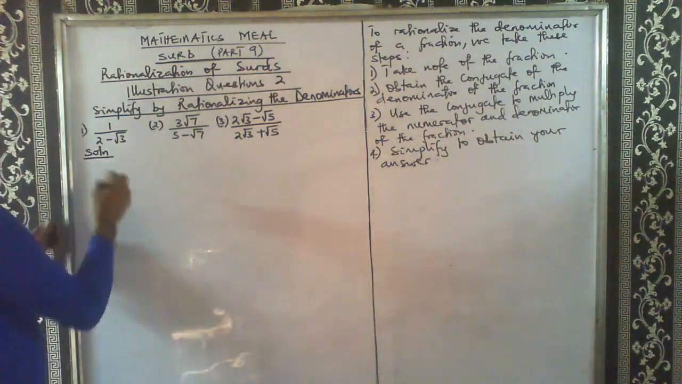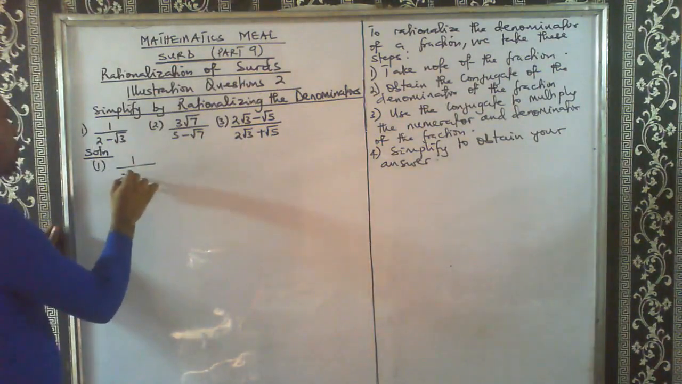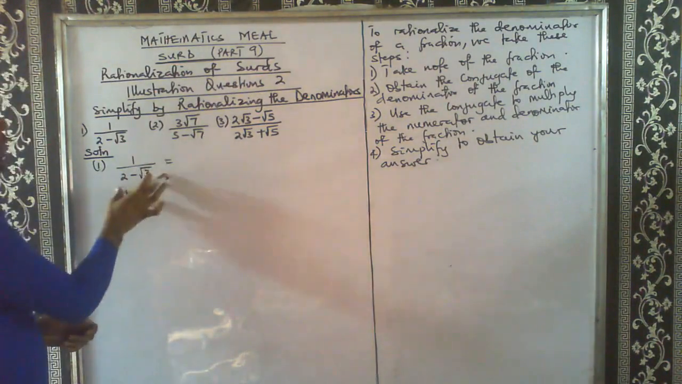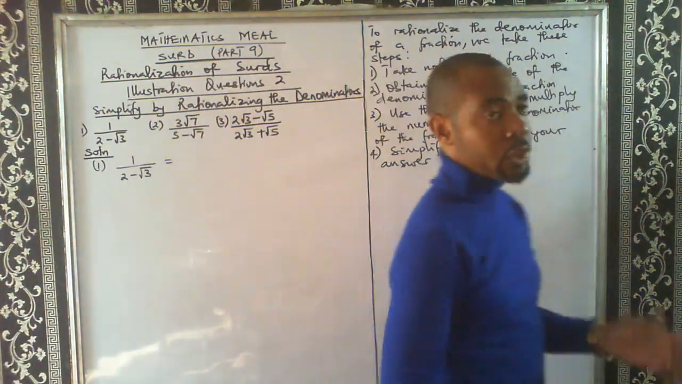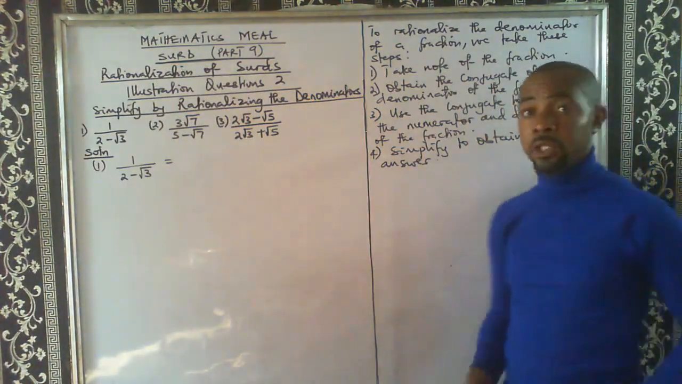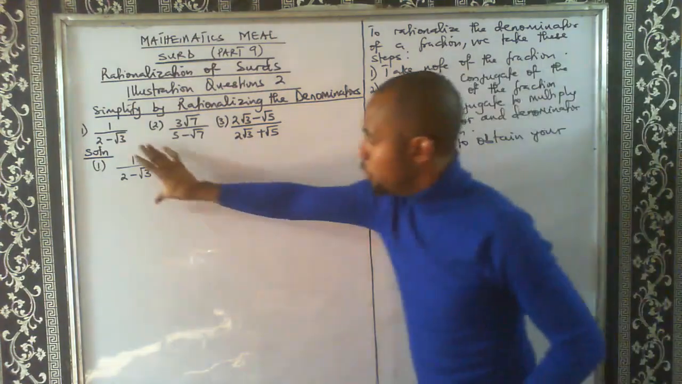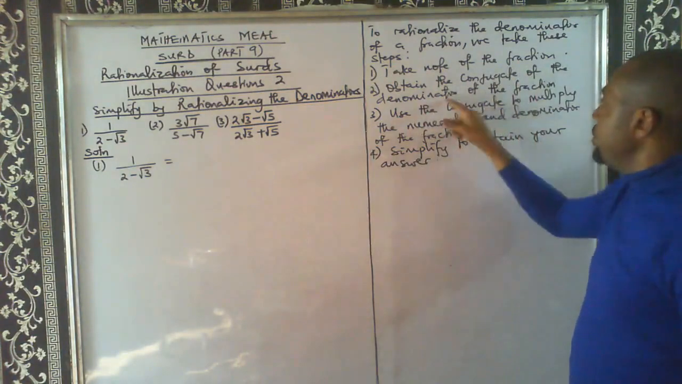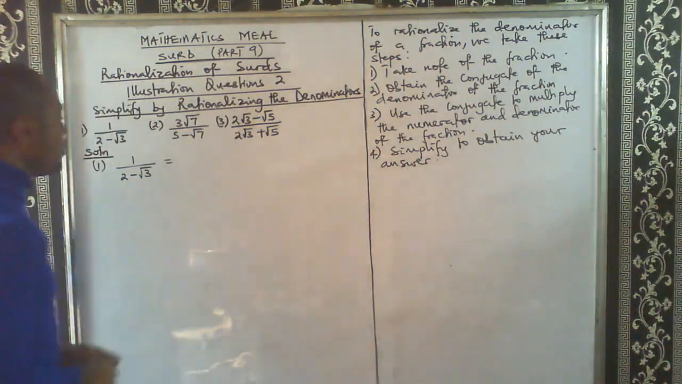Okay. We have the first question. We have 1 divided by 2 minus square root of 3. Okay, this is a binomial salt. It's not like the previous salts that we encountered when we were trying to rationalize salts with a monomial denominator. So what are we going to do in this process? Still the same steps. Take note of the fraction. We have taken note of the fraction. Step 2 says obtain the conjugate of the denominator of the fraction. So let's go to the denominator. What will be the conjugate?